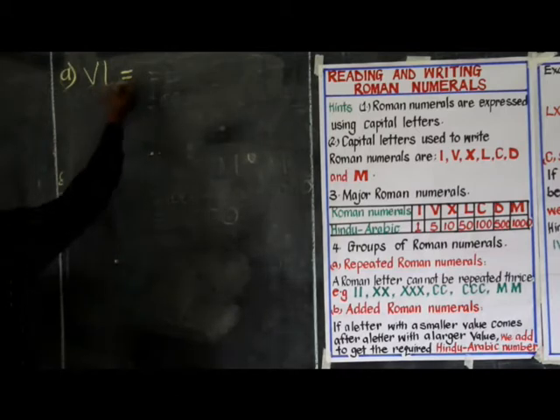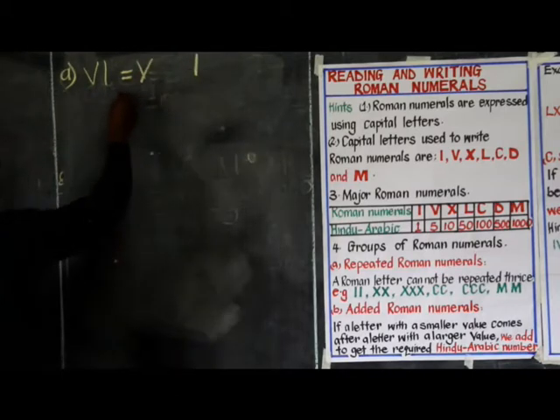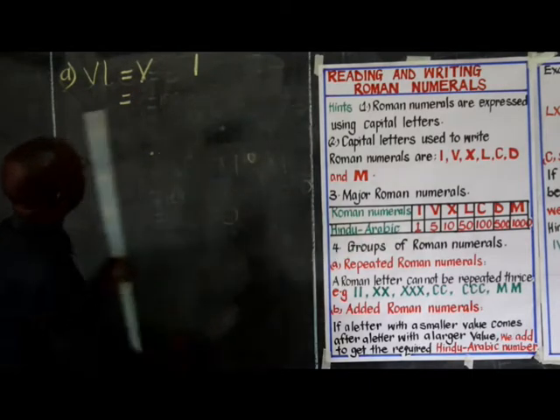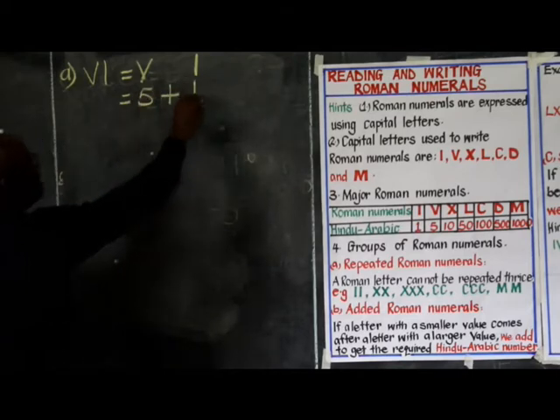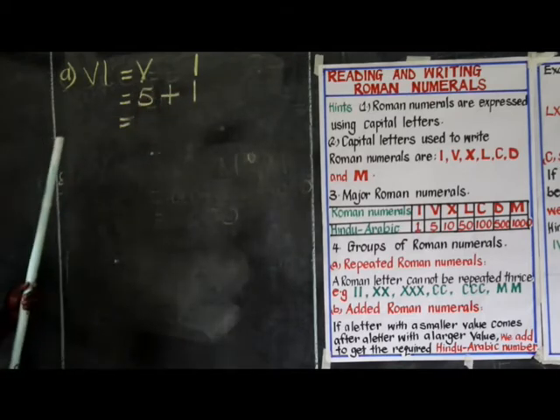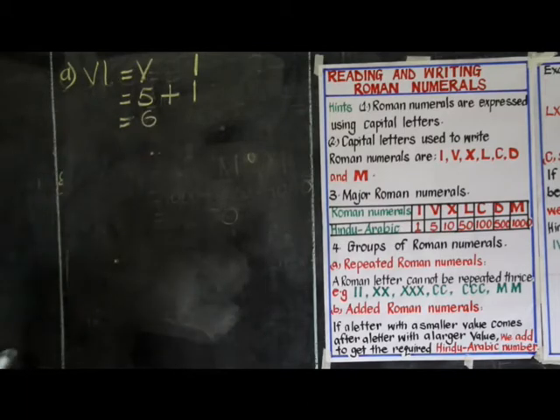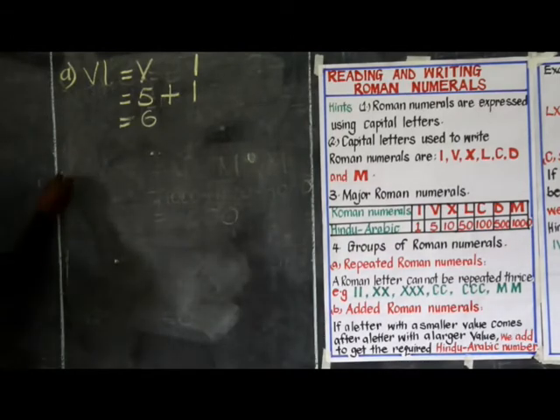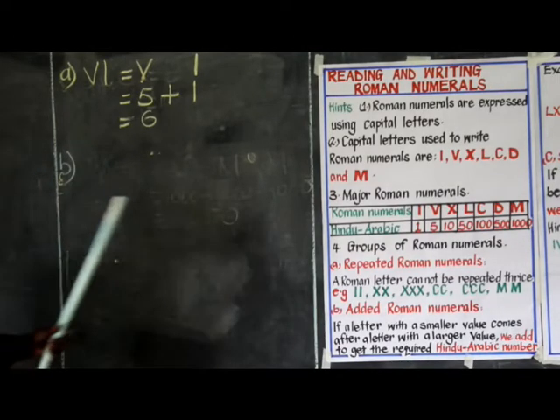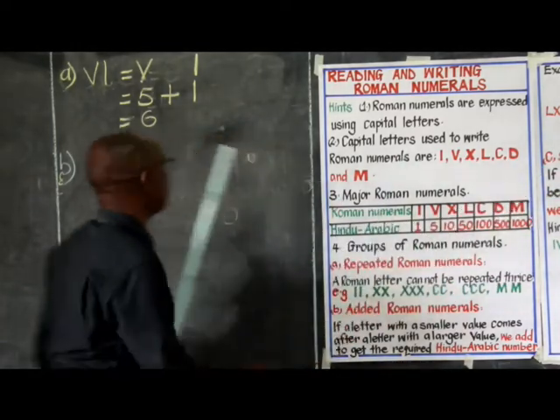For example, we have to add, that is V, and we also have I. So V is 5, and I is 1. So 5 plus 1, that is 6. Meaning that VI is 6. So I'll also give you more examples of the same. So that is the next one. We have VII.